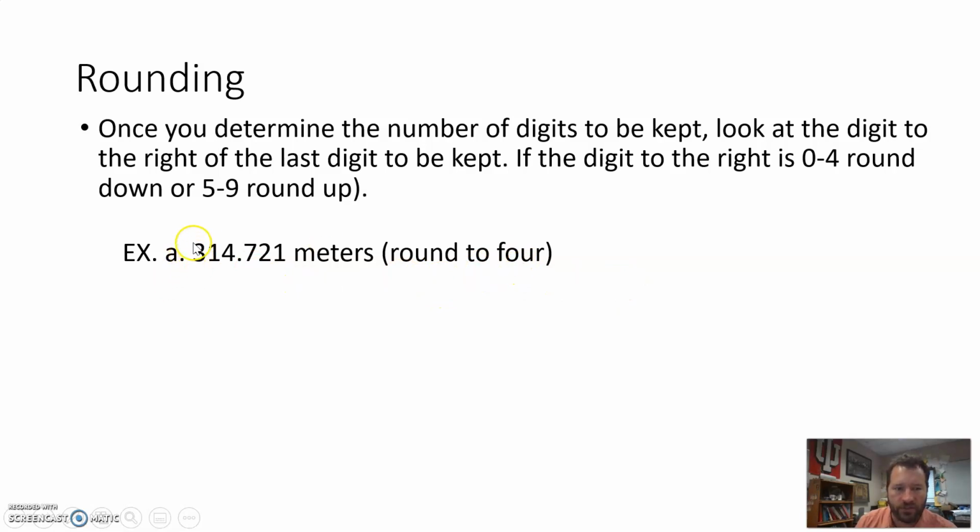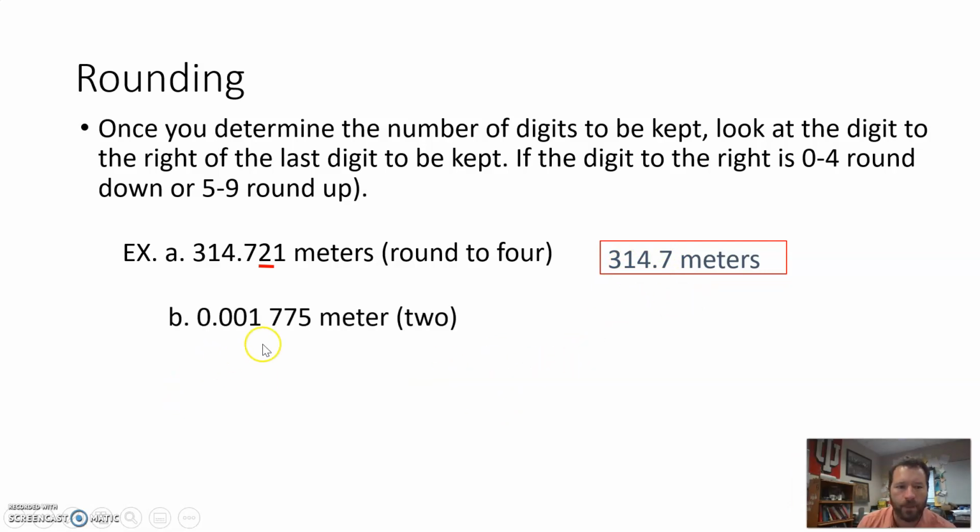All right, well, the 3, that's our first one. The 1, there's our second digit. The 4, there's our third digit. And the 7 would be our fourth digit. After the 7, we have a 2. That is between 0 and 4, so we're just going to round it off. Correct answer with 4 significant digits, 314.7 meters.